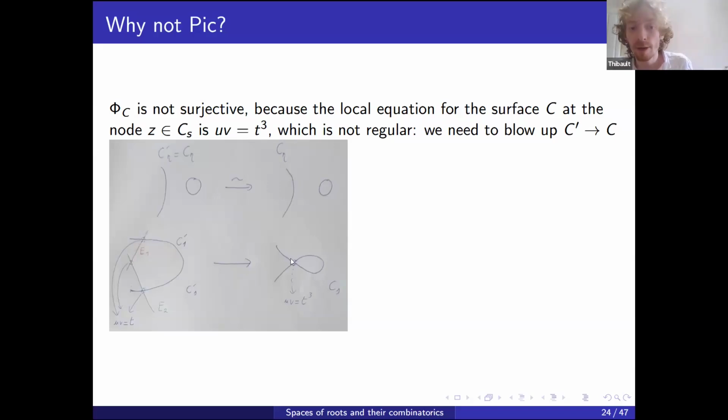This means instead of my one node, I now have three nodes. And at all of them, the local equation is now the regular one, uv equals t. In a sense, this solves my surjectivity problem because now the restriction map of this blow-up C prime is surjective with the same generic fiber.